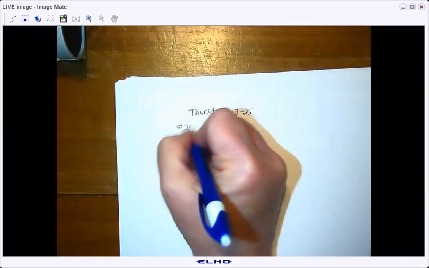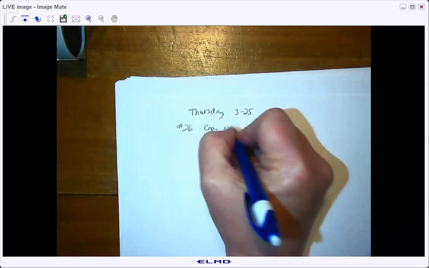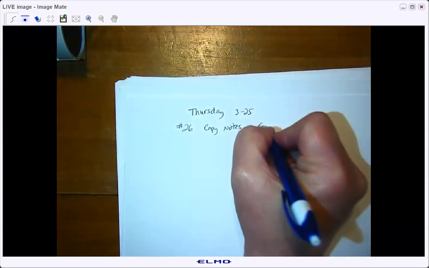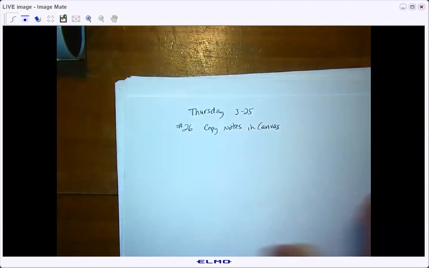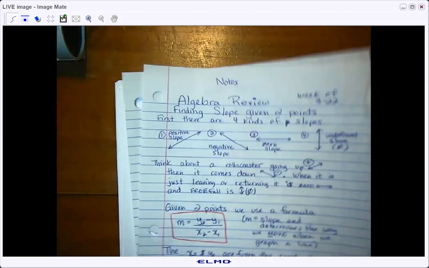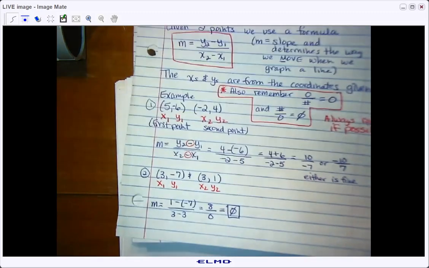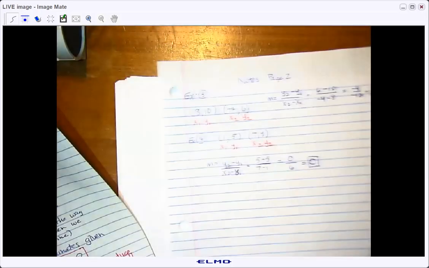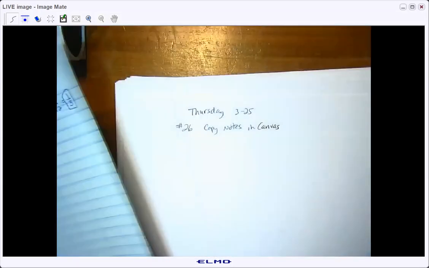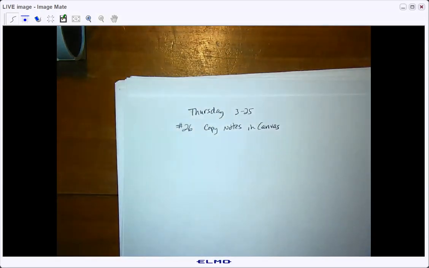Assignment number 26 is copy the notes in Canvas. Guys, this is part of that 10% of notebook check, okay? Just copy it in your own handwriting and take a picture of it. That's all there is to it. It looks like this, okay? Those are the notes that you need to copy in your own handwriting. Actually, there's that much too, an example, and turn it in. Okay, DeMarcus, thank you.